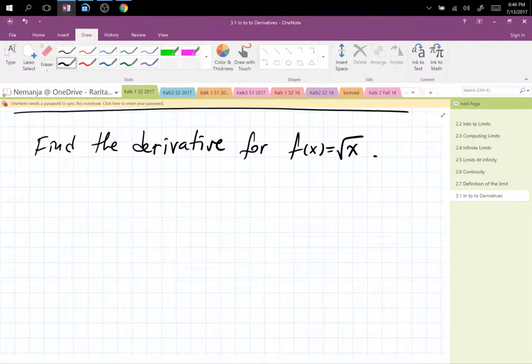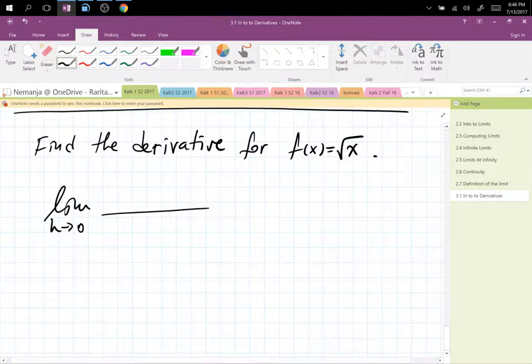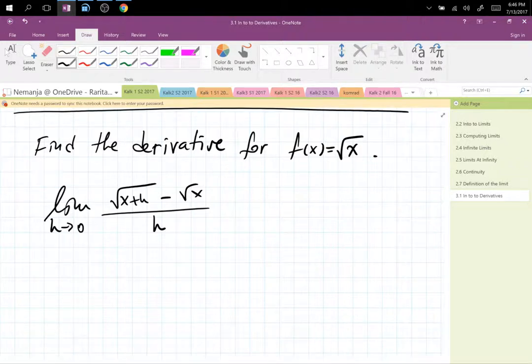I plugged in square root of x, so I got square root of x plus h, and then minus square root of x. Yeah, so we're going to have square root of x plus h minus square root of x over h. So this is the setup. Oh wait, do I plug in 0 then? And you can't because h is in the denominator.